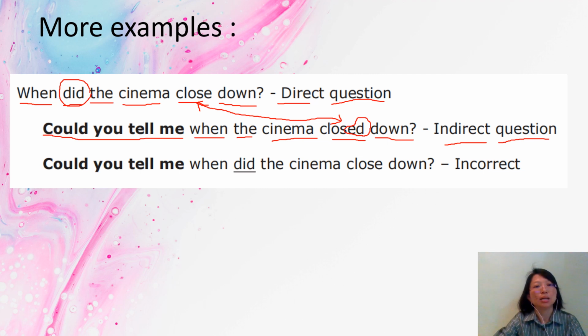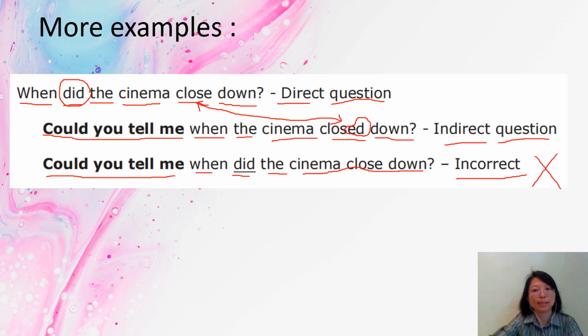So the indirect question will be like this. Could you tell me when the cinema closed down. So the close here is in past tense. But if you write like this, could you tell me, then you write when, then did the cinema close down? This is incorrect. So this is wrong.